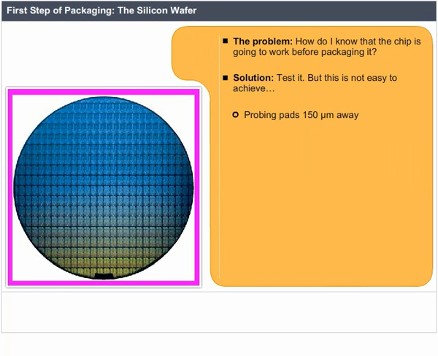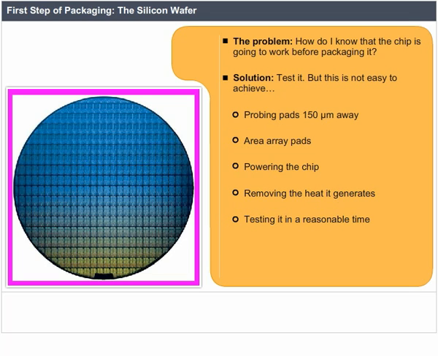Probing pads 150 μm away. Area array pads. Powering the chip. Removing the heat it generates. Testing it in a reasonable time. Only a limited testing, if any, is usually performed. Full testing is done after packaging.